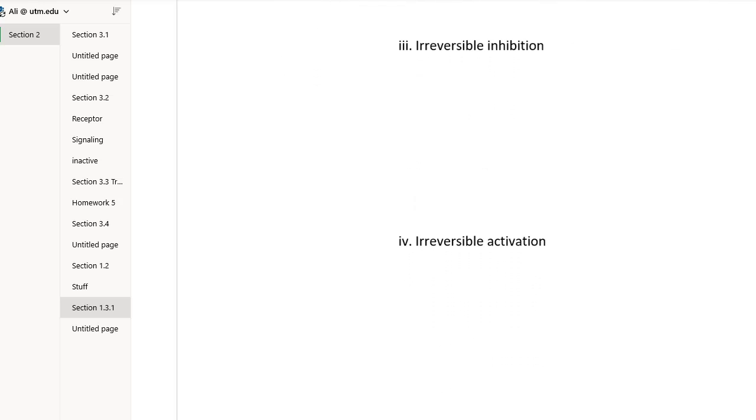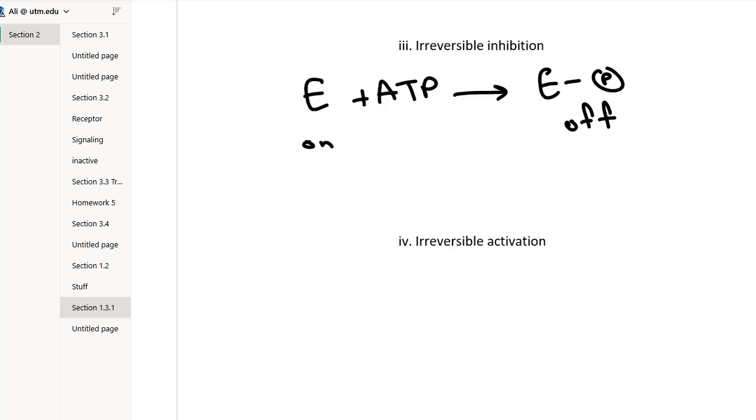Irreversible inhibition. An example of irreversible inhibition would be phosphorylating an enzyme. So an enzyme is on, but when it is phosphorylated, it is off, meaning it no longer works. So in this case, a covalent bond has been made. A phosphate has been covalently attached to the enzyme, putting it in the off position, and that's why it's irreversible, because you would need a second reaction.